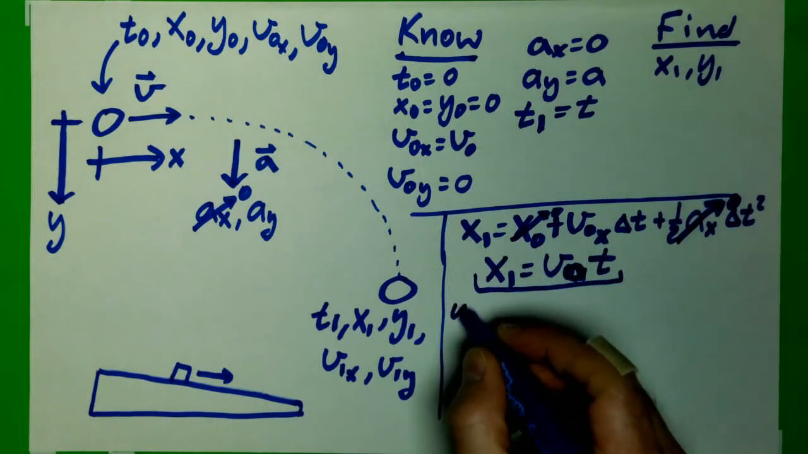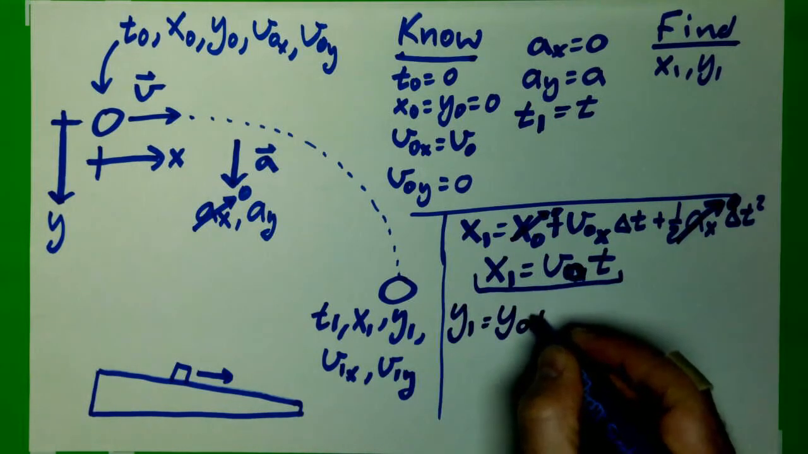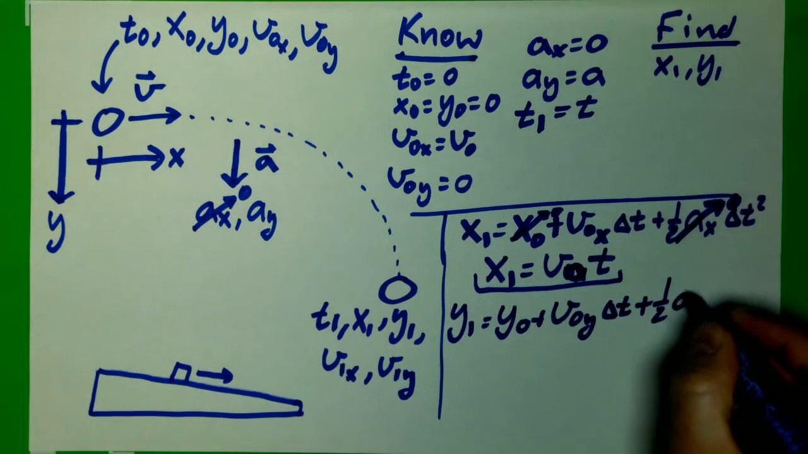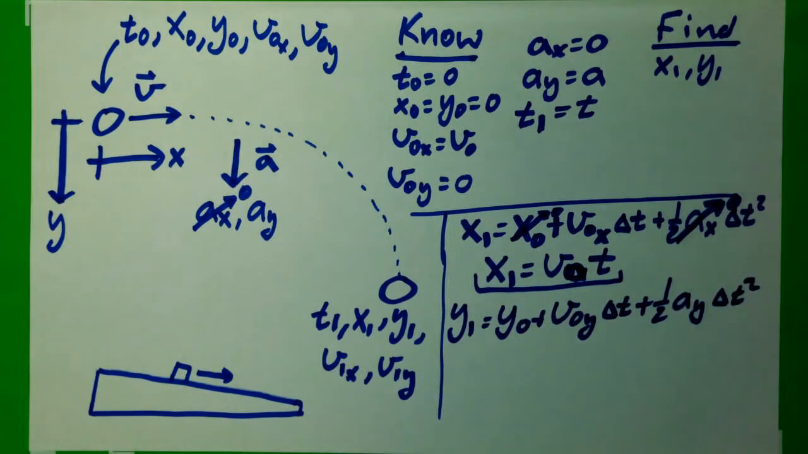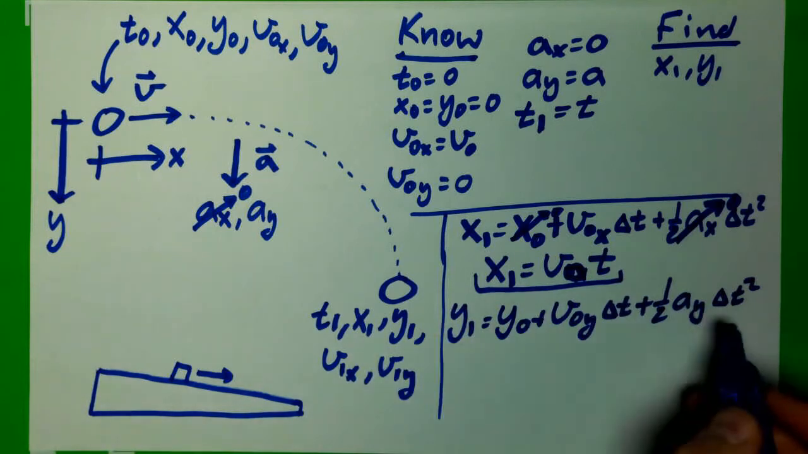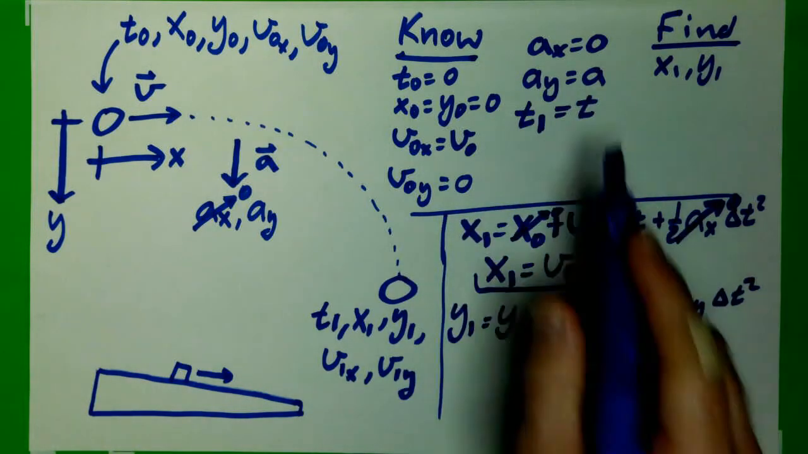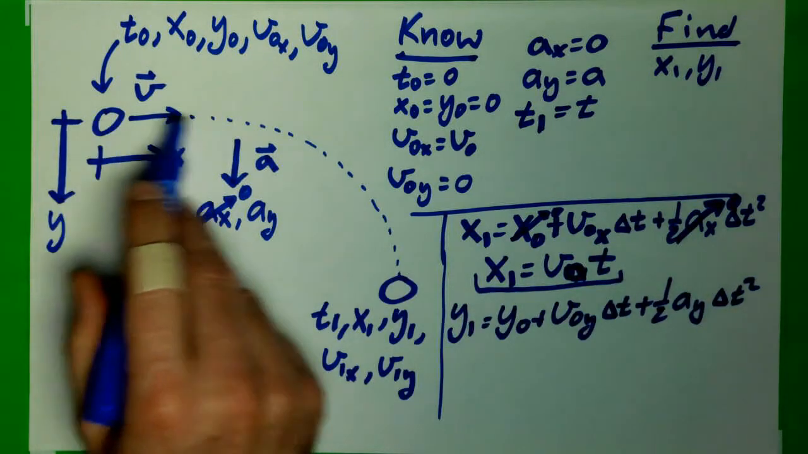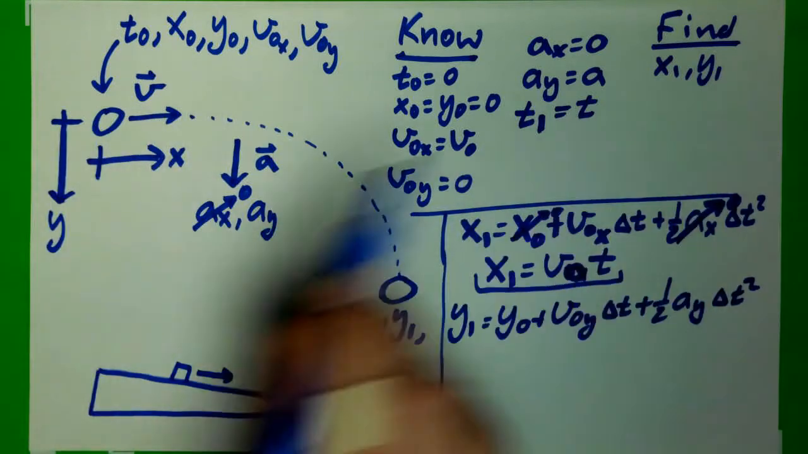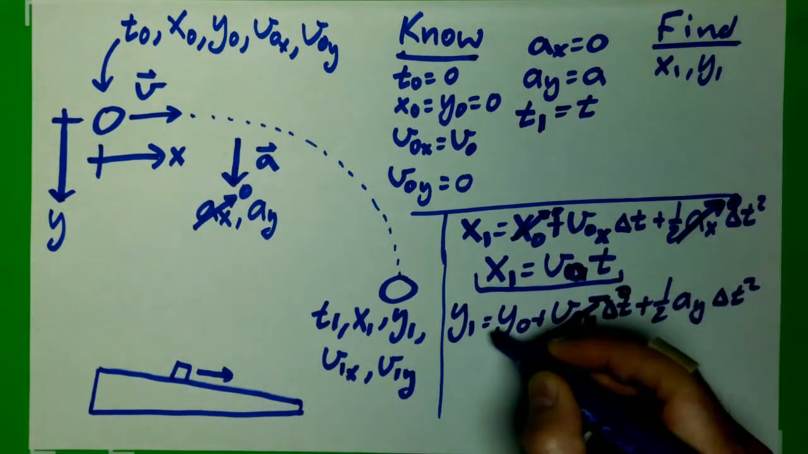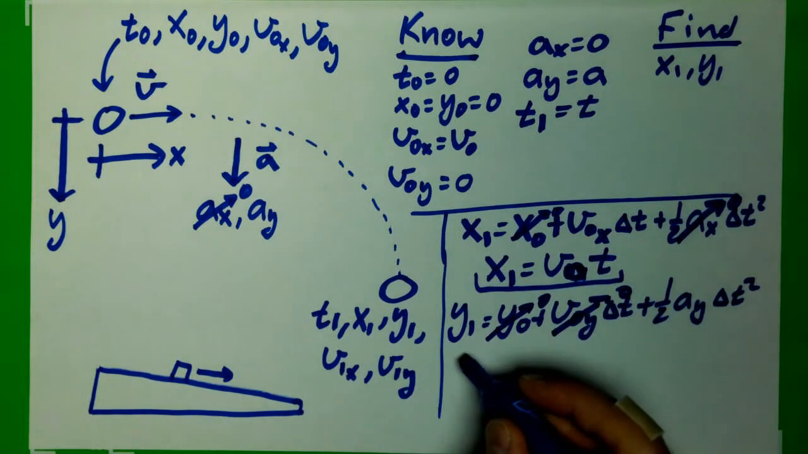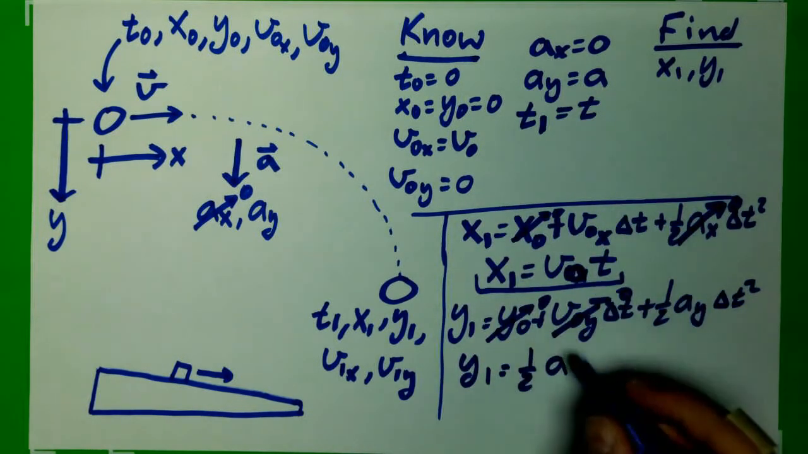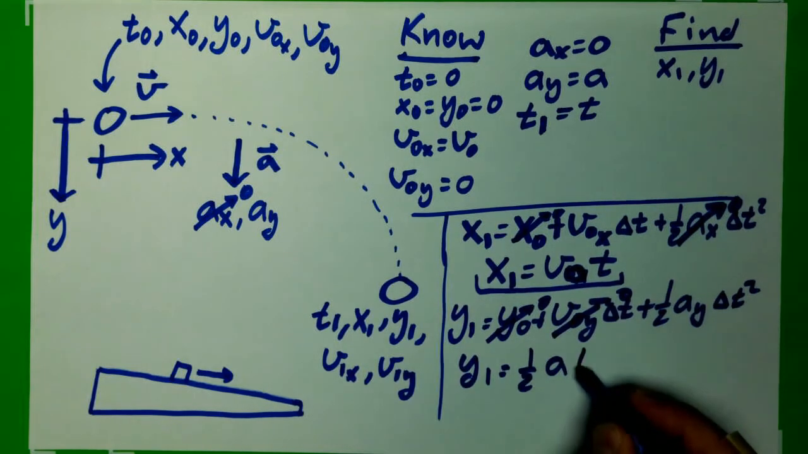Similarly for y, y1 is equal to y0 plus v0y delta t plus 1/2 ay delta t squared. Now in this case, ay is not 0. It's some constant value a. But v0y is 0. It's only moving initially in the direction down the rink. y0 by my coordinate system is 0. So I end up with y1 equals 1/2 a, since ay is just a, and delta t is t minus 0, so just t squared.